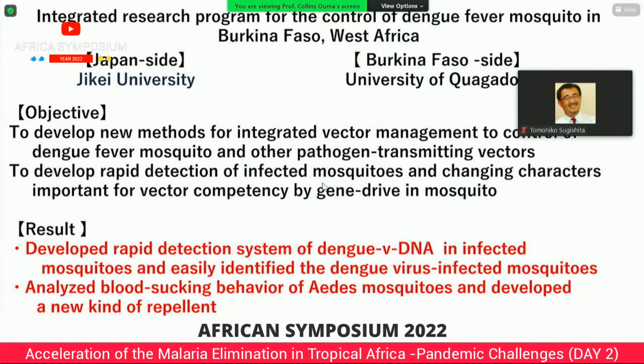GK University has been conducting joint research with Burkina Faso to promote research on dengue virus vector mosquitoes. They newly developed a viral DNA detection system to identify vector mosquitoes carrying the dengue virus, and they also developed a new kind of repellent. It is expected to contribute to the reduction of dengue-carrying mosquitoes in the region. Next slide, please.